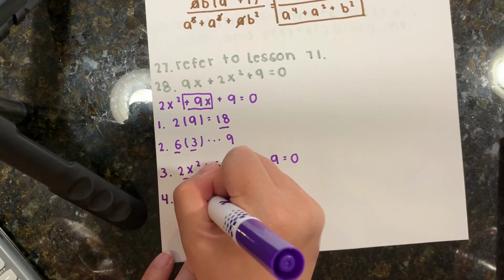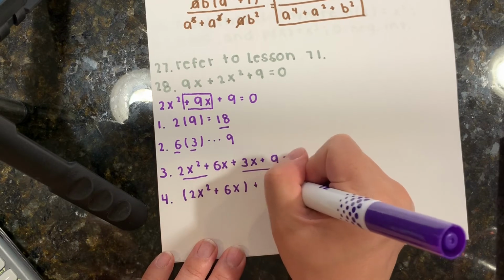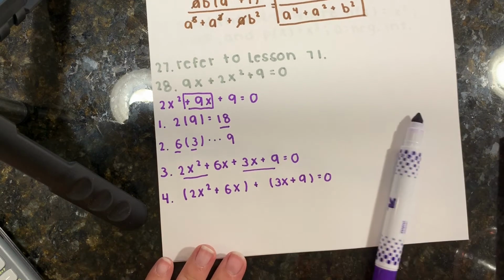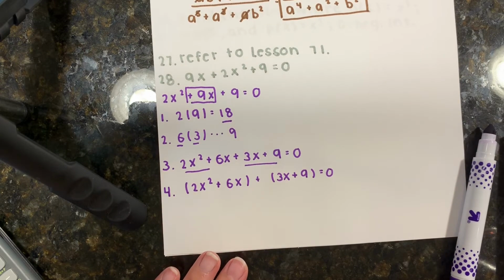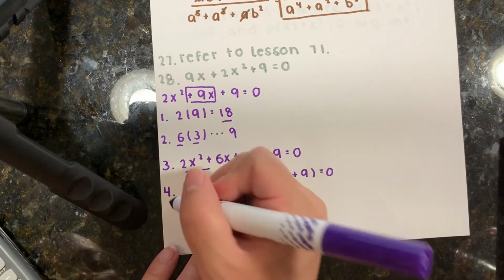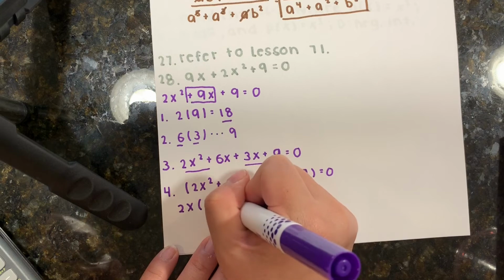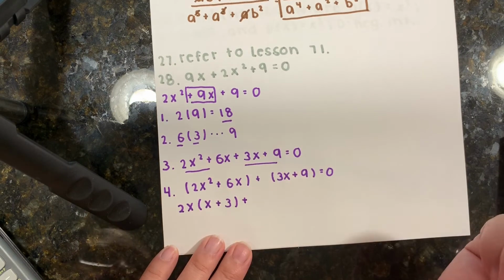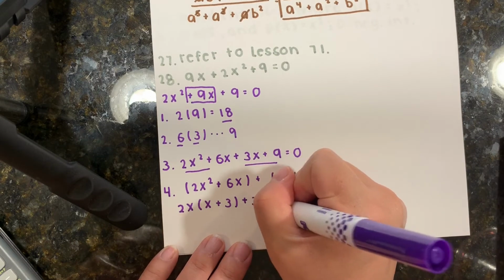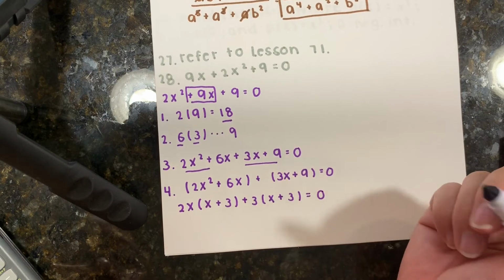So I have 2x squared plus 6x plus 3x plus 9. Now, what can I factor out of the first parenthesis? Well, both of those terms are divisible by x, but they're also divisible by 2. So that would be 2x, leaving me with x plus 3 in parentheses. In my second parenthesis, the only thing that divides both of those terms would be 3. And I would be left with x plus 3 in parentheses.